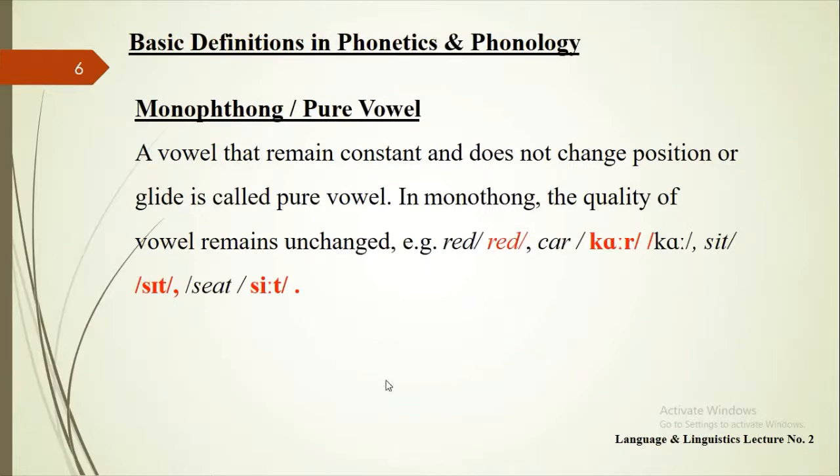So let's talk about monophthong, diphthong, and triphthong. These are the different shapes, or you can say dimensions, of the vowel sound that create syllables. A monophthong or pure vowel is a sound that remains constant and doesn't change its position or move from one vowel to another. In a monophthong, the quality of the vowel remains unchanged. For example, write car, sit, and seat. We have just a vowel sound producing this syllable. So it's a pure vowel or monophthong.